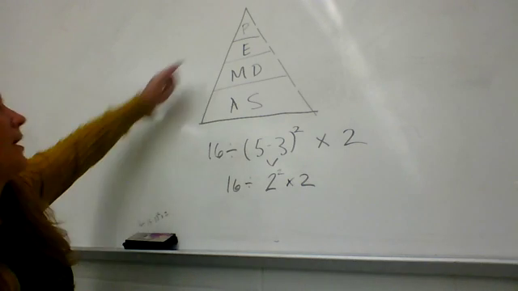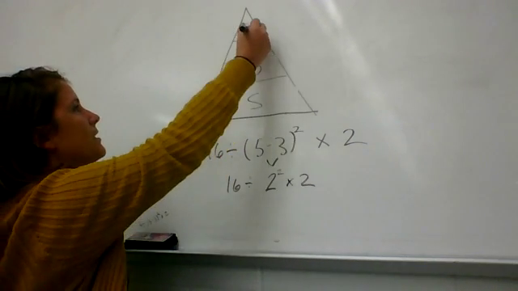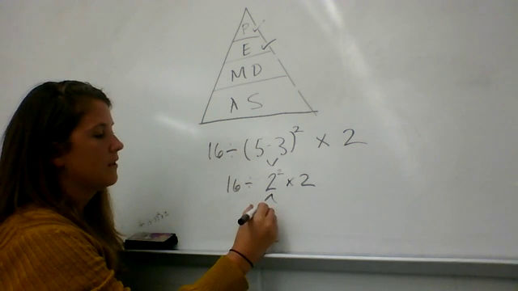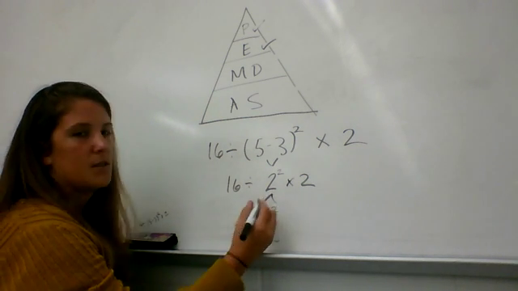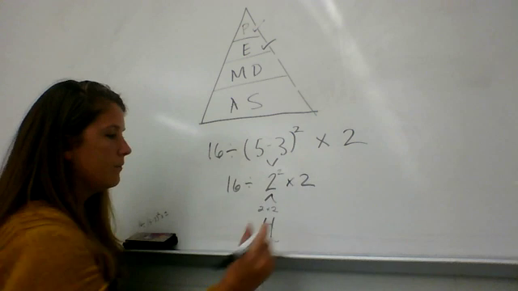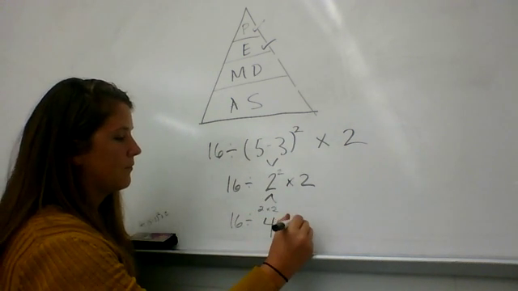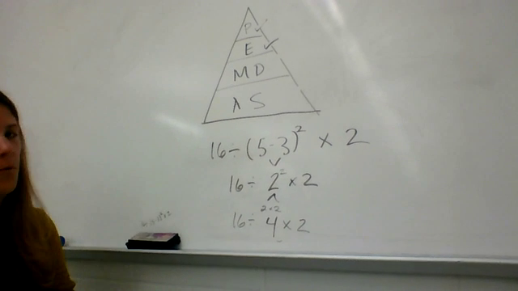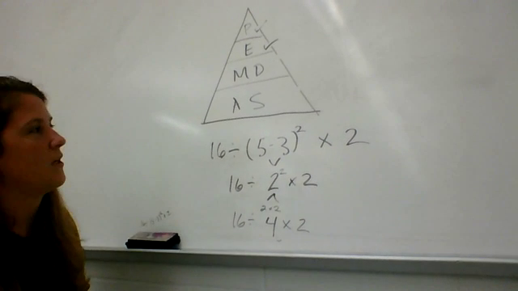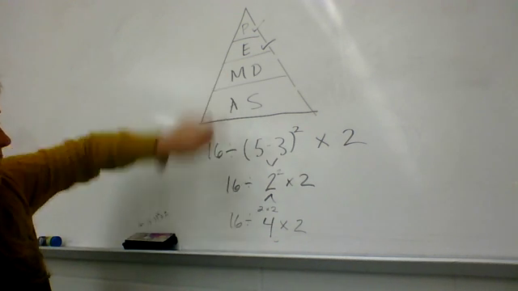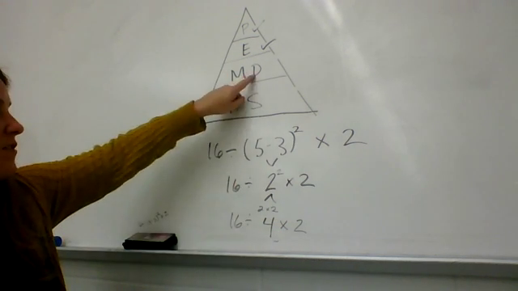I go to my next step, exponents. Do I see exponents? Yes. 2 squared is the same thing as 2 times 2. 2 squared is 4. And I can bring everything else down. Now it's going to get tricky. My next step is multiplication and division. Do I see multiplication? Yes. Do I see division? Yes.